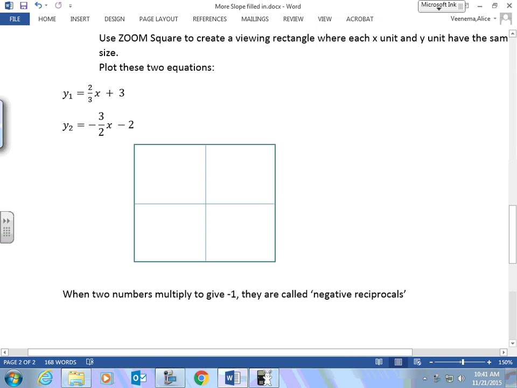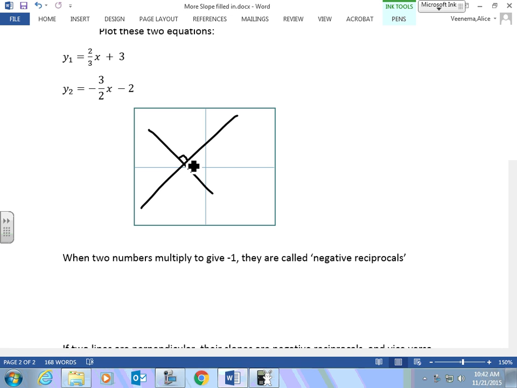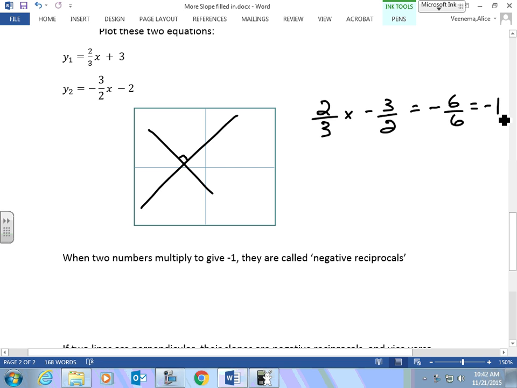So when two numbers multiply to give -1, they are called negative reciprocals. So let's take a look at the slopes of those two lines. The 2/3 x plus 3 did something like this, and the negative 3/2 x minus 2 did something like this, and we noticed that that looks like a right angle to us, and it is in fact a right angle. So let's take a look at their slopes. 2/3 times negative 3/2. Well, that gives us negative 6/6, which is -1. So those two numbers are negative reciprocals.